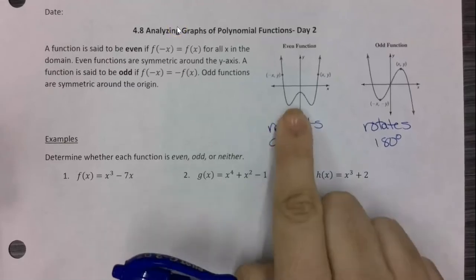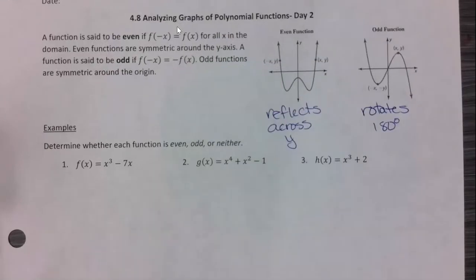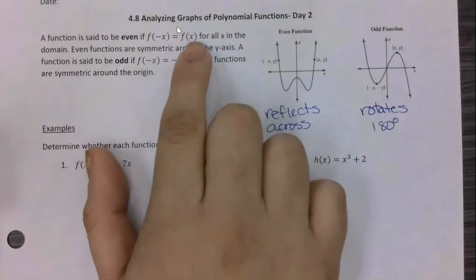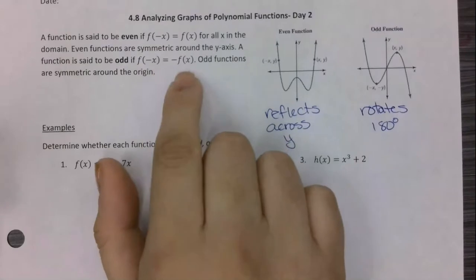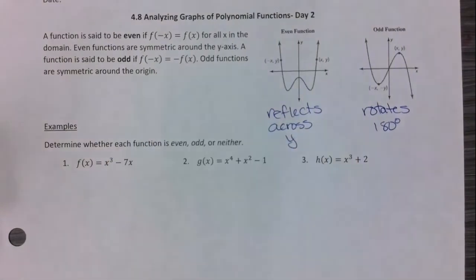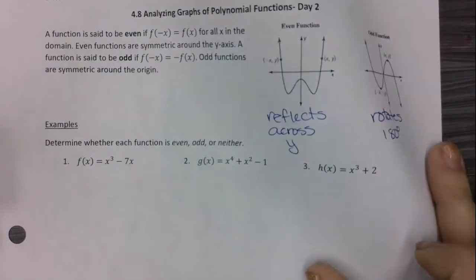So I can tell by looking at the graph, but on harder ones, I can also tell by plugging in negative x. If I plug in negative x and it turns back out into the original equation, it is even. If I plug in negative x and all the signs change, it's odd. It'll make a little more sense when I work through them.